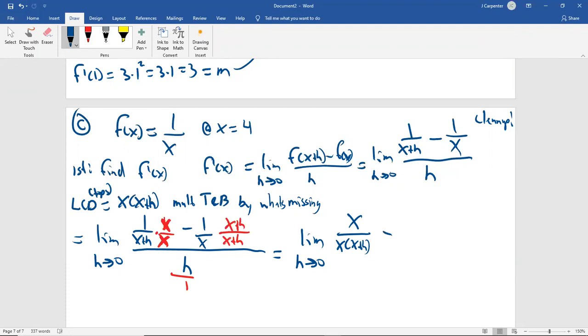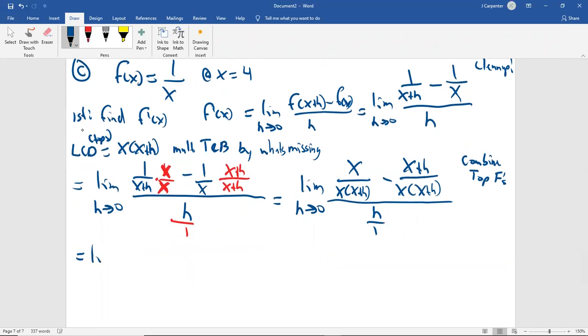Minus the second fraction, the x plus h times 1 is x plus h in the top. The bottom is the LCD, x times x plus h. Then all over h over 1. Now, in the top portion of the fraction, these now have a common denominator, so we can combine them. So we're going to combine the top fractions.